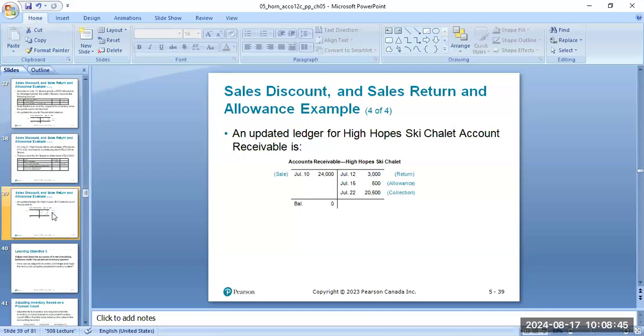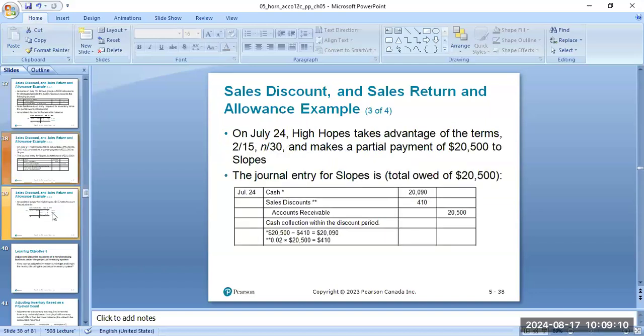On the sales side, we're going to have sales for $24,000, less sales returns of $3,000, less sales allowances of $500, and less sales discounts of $410. So net sales will be 24,000 minus all those amounts, or exactly the cash that we receive.